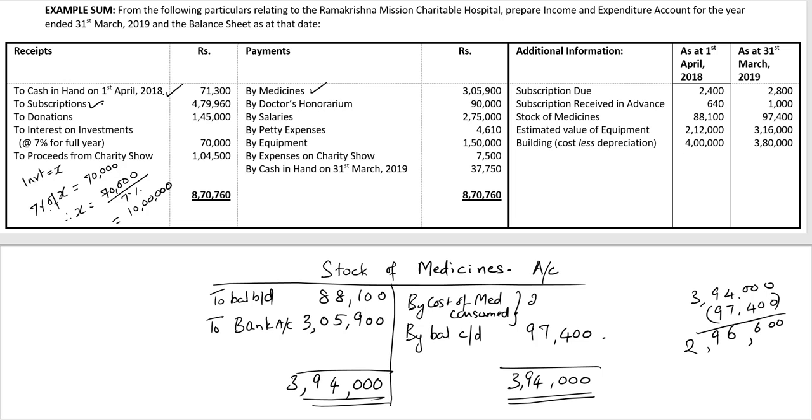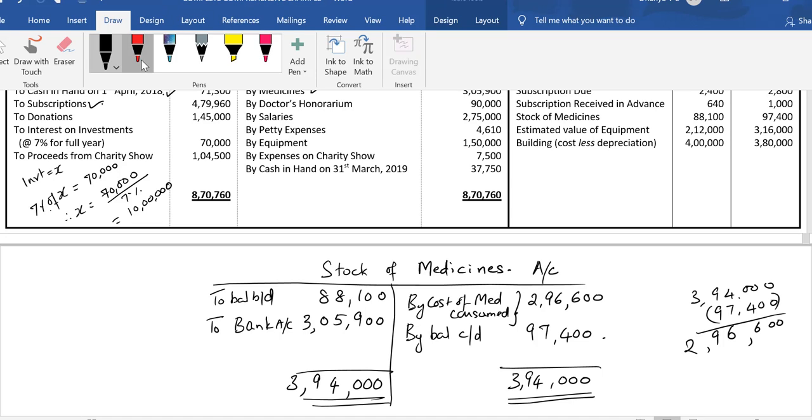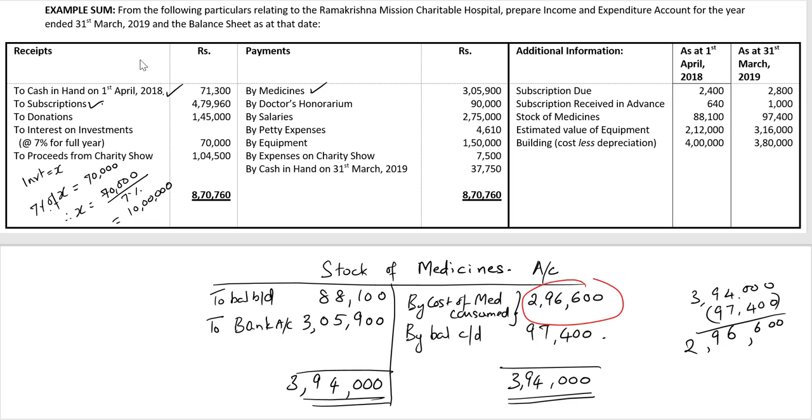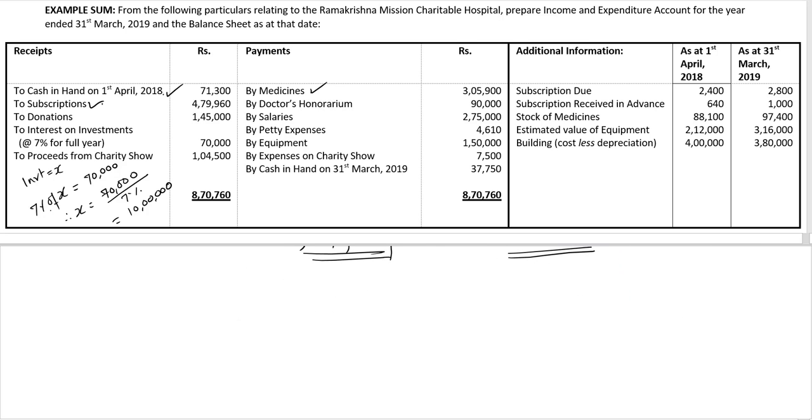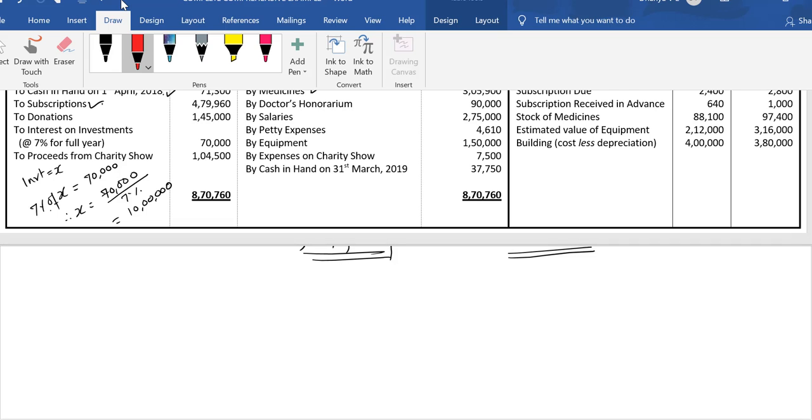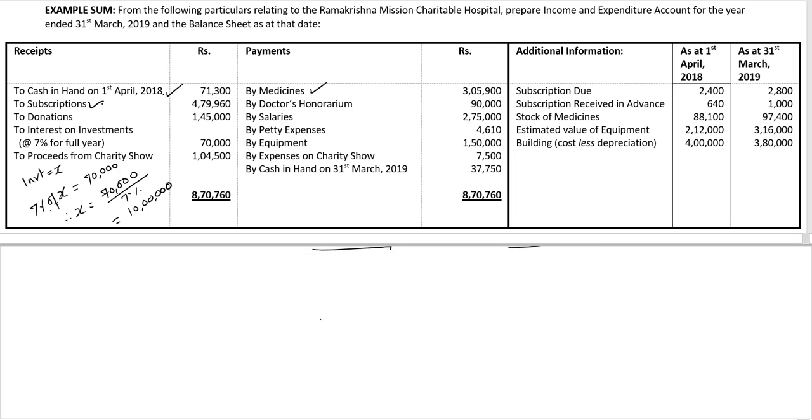2,96,600 rupees is the cost of medicines which are consumed. So this needs to be taken to the expenditure side of the income and expenditure account. We'll continue with the equipment account.